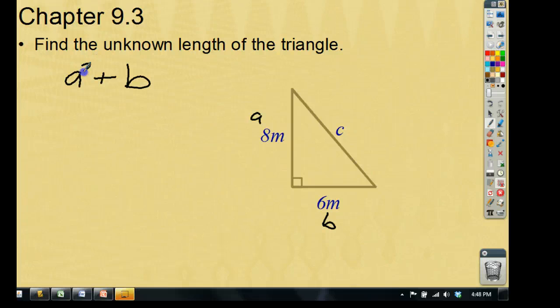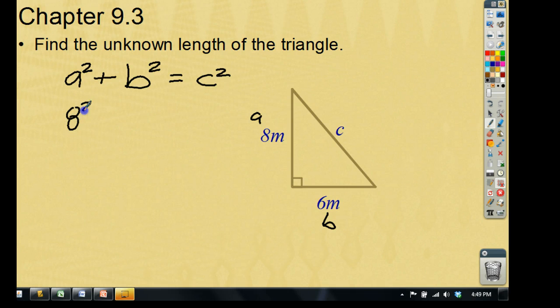So we know that the square made by side A and the square made by side B, when I add them together, will make a square of side C. That's what I want you to understand. This is just the formula to solve it. What the Pythagorean theorem really says is if I take a square with side length 8 meters and a square with side length 6 meters and add them together, it will equal the area of this square, and I can use that to find the side length. So here, let's plug it in.